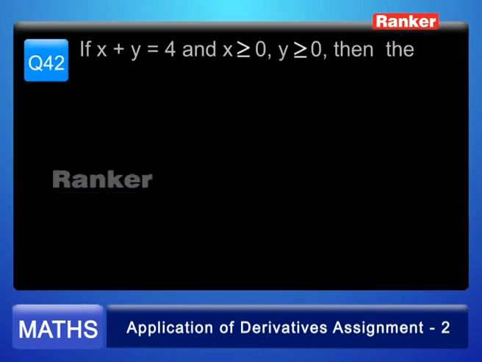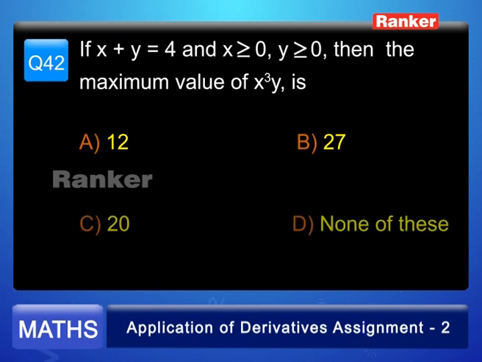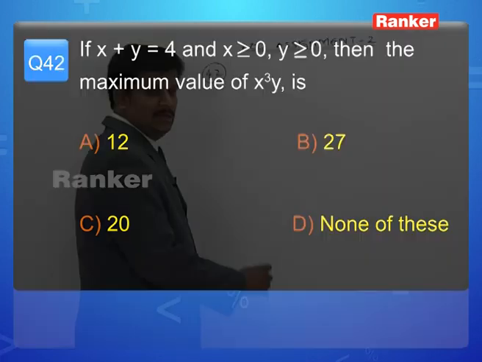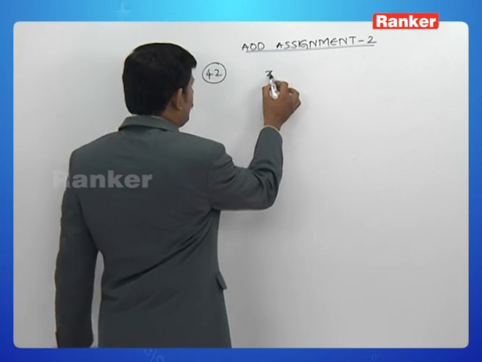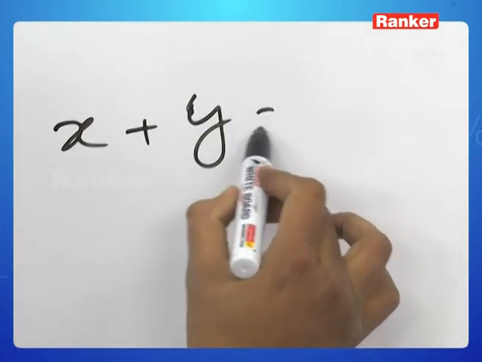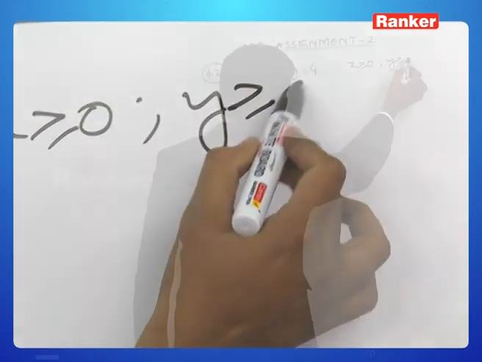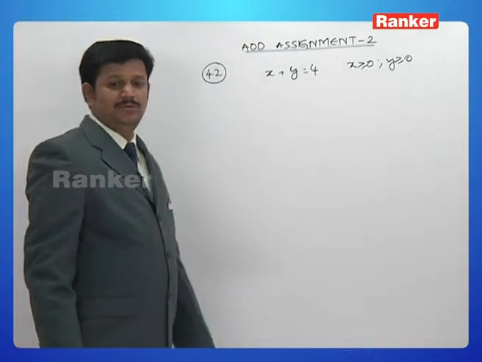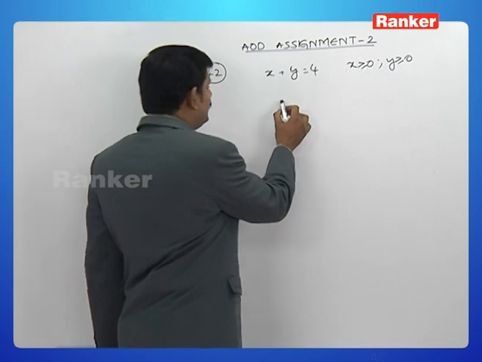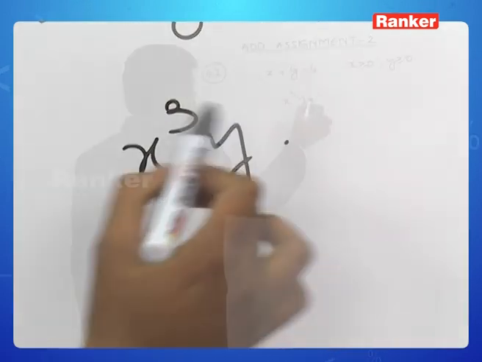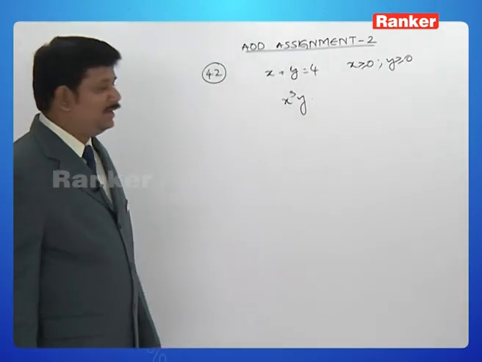Next question. If x plus y is equal to 4, where x is greater than or equal to 0, y is greater than or equal to 0, then the maximum value of x cube y is? x plus y is given to be 4, x and y are both greater than or equal to 0, and we want the maximum value of x cube y.